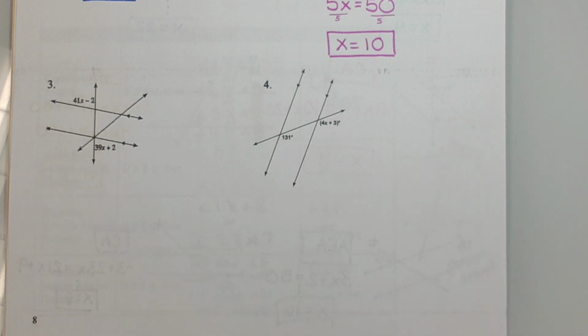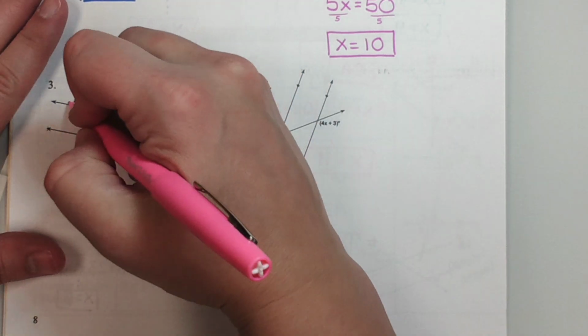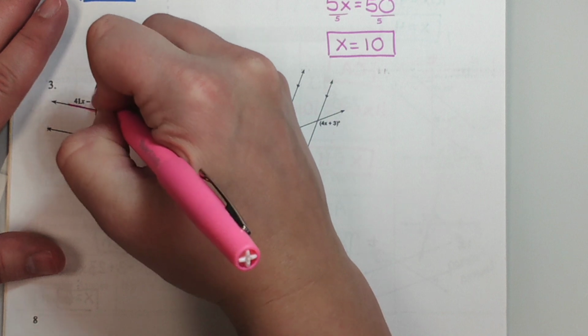Okay, question 3. First thing I'll look at is, do I see parallel lines? I see some parallel lines, so I might be using those angle pairs. Parallel lines doesn't guarantee I use them either, but it makes them more likely. Do you also notice that there's an excess of lines in this picture? Do we not need the one that's going to the right?